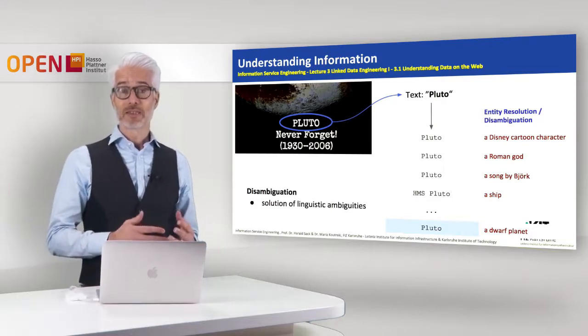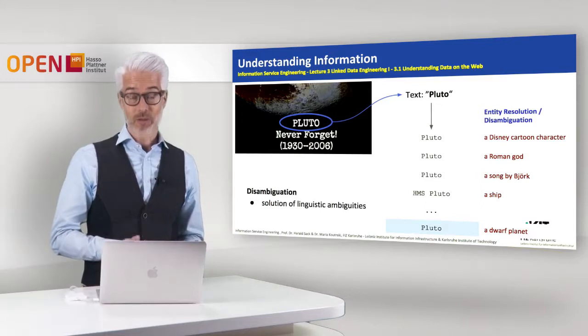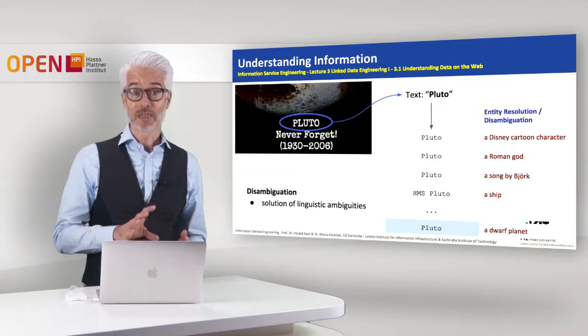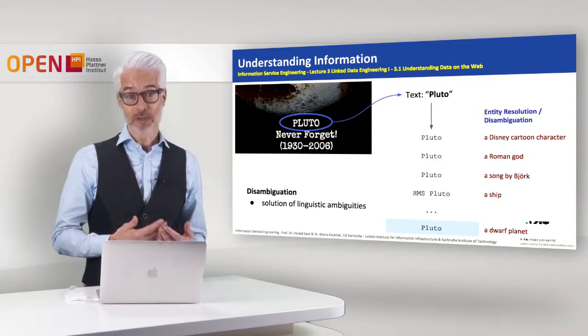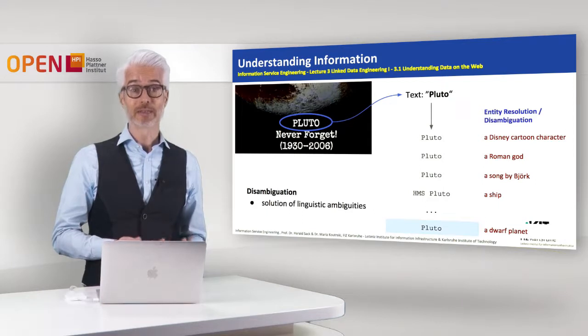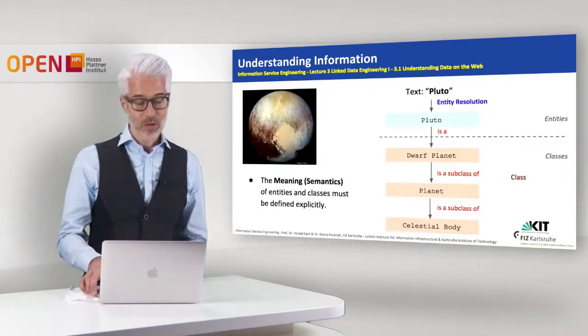So you see, this is ambiguous information, and what we want to do is, of course, solve this kind of ambiguity. And the solution of this ambiguity usually is referred to as disambiguation. This is a process which is rather interesting, and you will see also in the end of these lectures how disambiguation in general will work.